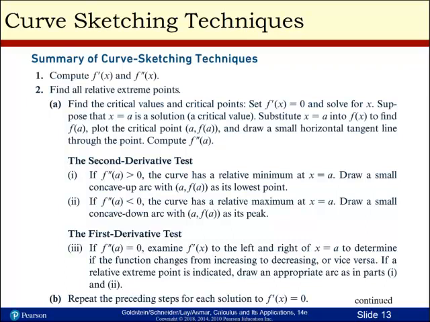Now, next I would do the first derivative test. If f double prime of a equals 0, examine f prime of x to the left and the right of x equals a to determine if the function changes from increasing to decreasing or vice versa. If a relative extreme point is indicated, draw an appropriate arc, as in parts 1 and 2, repeating the preceding steps for each solution, or each critical point, of f prime of x equals 0.